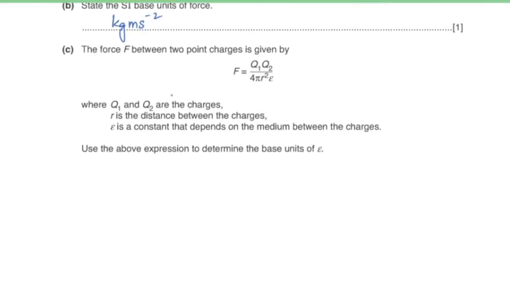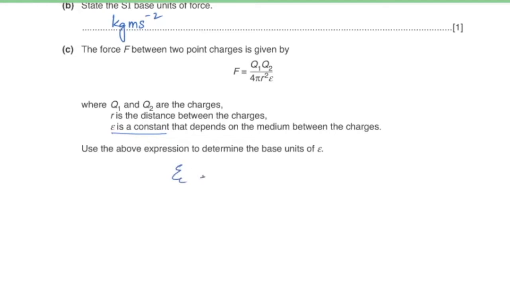Part C, the force F between 2 points is given by the following equation, where Q1 and Q2 are the charges, R is the distance between the charges. This is a constant that depends on the medium between the charges. Use the above expression to define the base units of the constant.